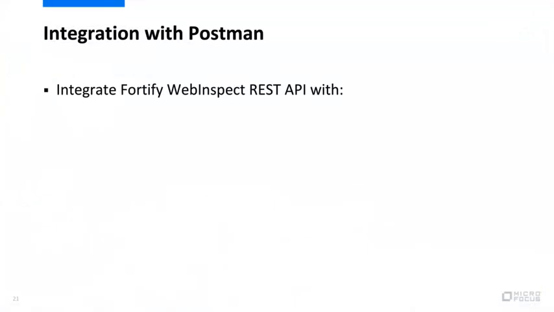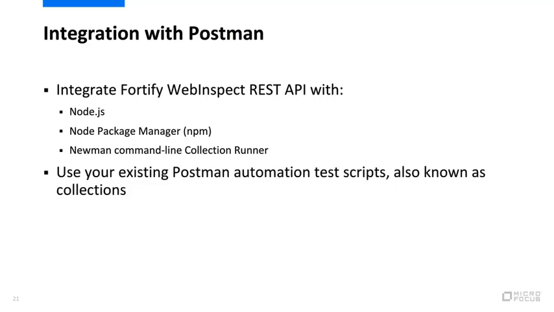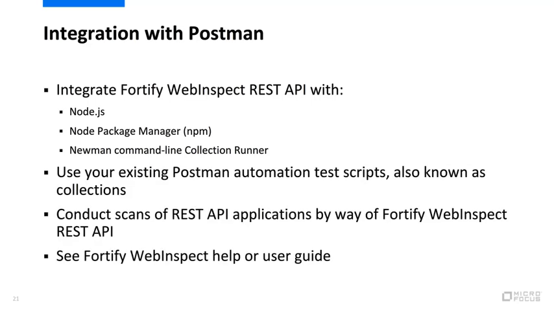You can integrate the third-party software Node.js, Node Package Manager, and Newman Command Line Collection Runner on the machine where the Fortify WebInspect REST API is installed. This will allow you to use your existing Postman automation test scripts, also known as collections, with the Fortify WebInspect REST API to conduct scans of REST API applications. The new Postman API Endpoint is discussed later in this video. For additional information about Postman, tips for creating a good Postman collection, a process overview, and troubleshooting tips, see the Fortify WebInspect Help or User Guide.